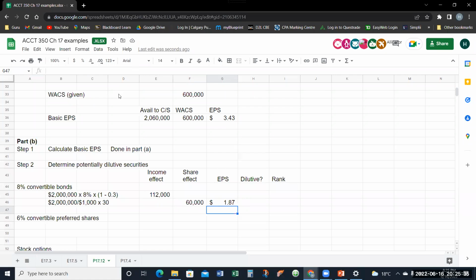All right. Is it dilutive? Now, how do I decide if it's dilutive? I've got to compare the individual earnings per share to the basic EPS, right? The company's basic earnings per share is $3.43. As long as the individual EPS is less than $3.43, you say it is dilutive, right? This security is dilutive. So the bonds are dilutive.